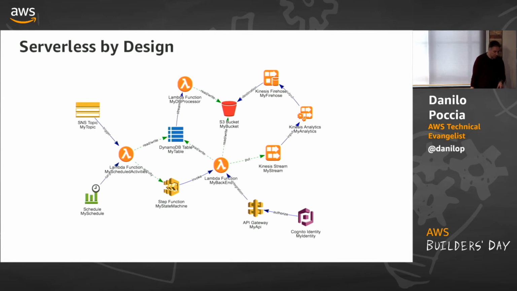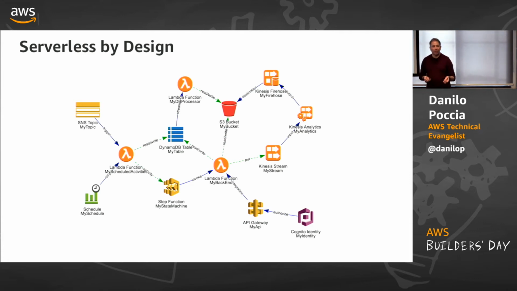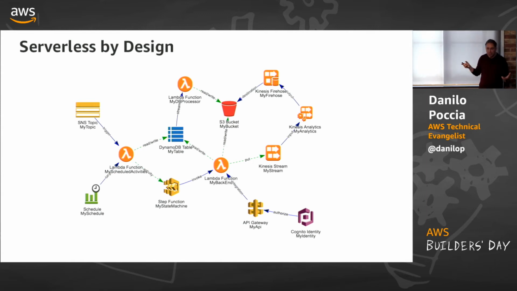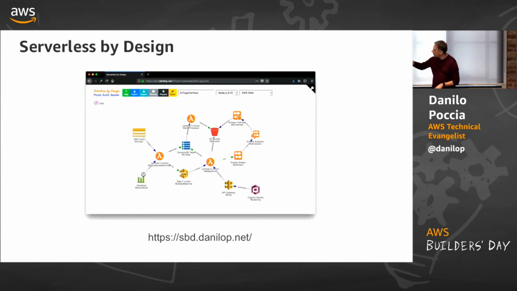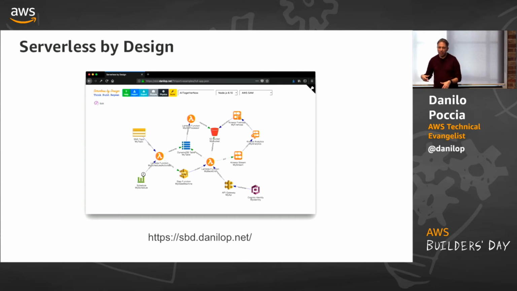So very convenient. Still, I think if you start to build more complex applications, it's not easy to use this syntax. Because you can have lots of relationships between the components of your architecture. That's why I created an open source project. So this is a personal project. It's not an AWS official project. It's called Serverless by Design. And you can have access at this URL. And it's a graphical front end that you can use to design what you want to build. And then it will output the SAM template so that you can then pass it and start with your application.